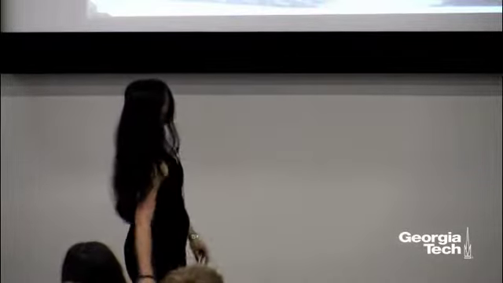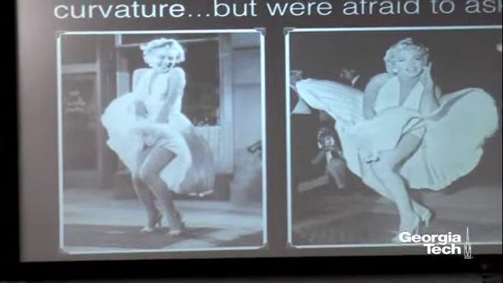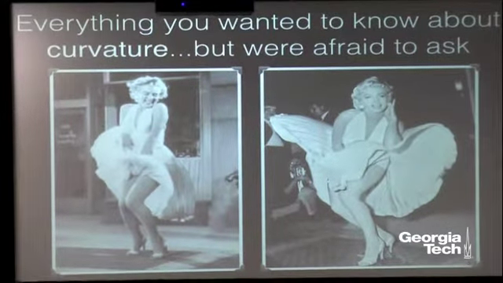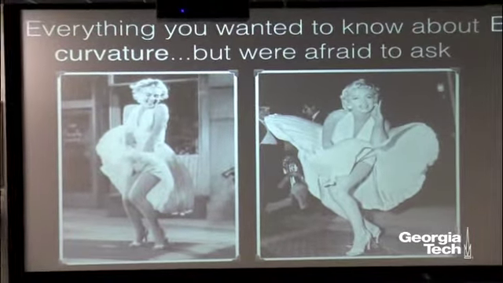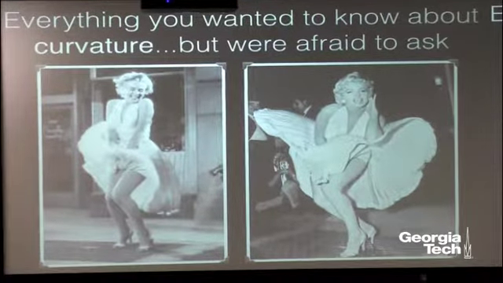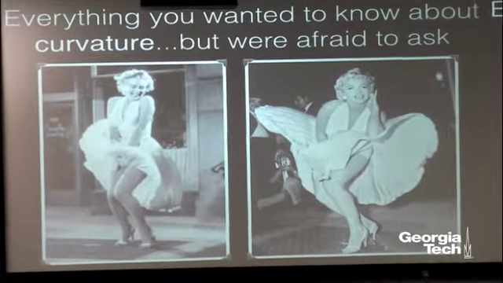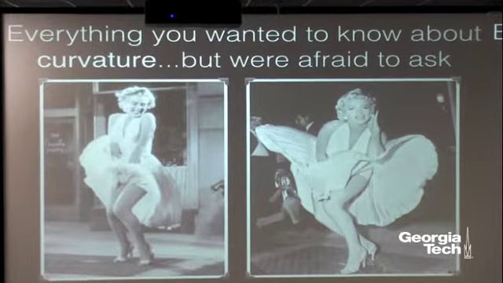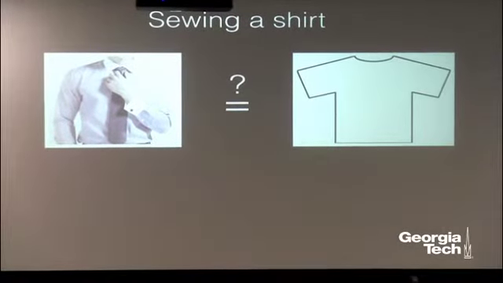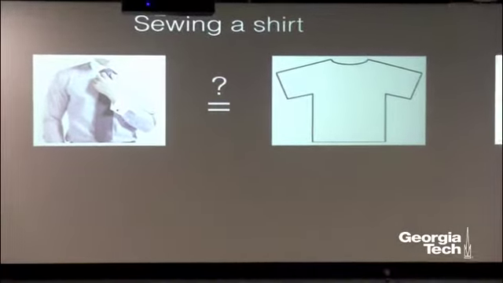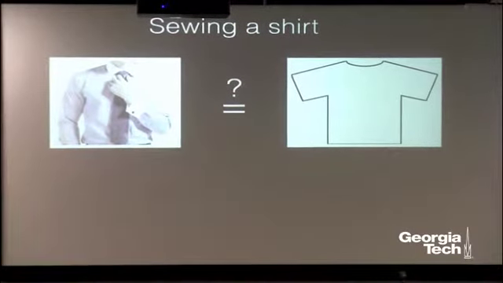Okay, so to begin with, we're going to talk about curvature. Curvature is a geometric principle that's very near and dear to my heart. But let's start out with something really, really simple. I mean, we've got Marilyn Monroe in this beautiful flowy dress, but we're not going to start quite there. We're going to start with something a little more simple. We're going to start with making a man's dress shirt.